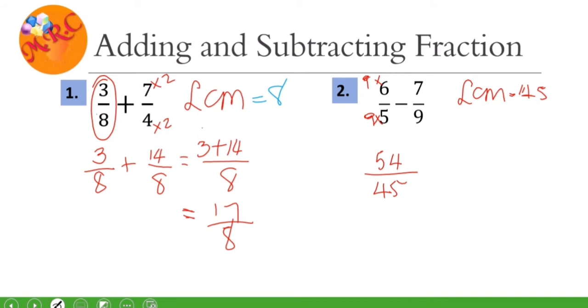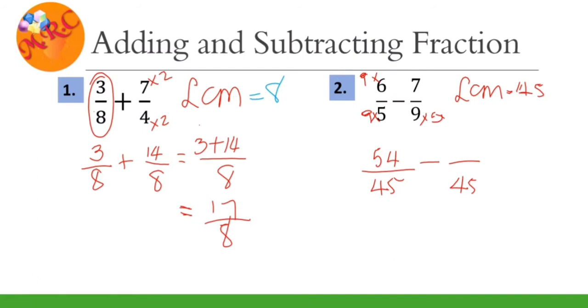So now I have 54 minus, and I look at the next fraction, 7 over 9. My new denominator is going to be 45, as said. Given that I multiplied the 9 by 5 to get 45, I'm going to multiply the 7 by 5, and that gives me 35. Now I have 54 over 45 minus 35 over 45. My denominators are the same, so I can go ahead and subtract.